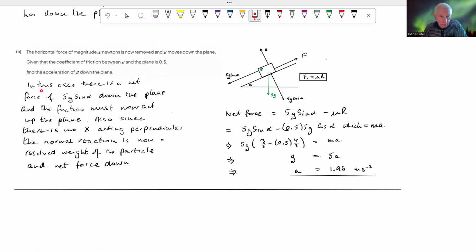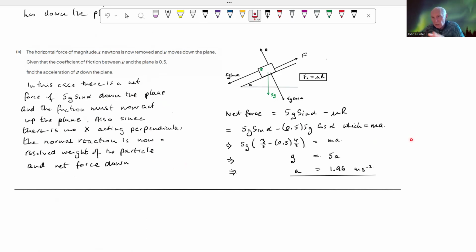All right, so I just explained all that I said before. There's a net force of 5g sine alpha down the plane, and the friction must now act up the plane. And the normal reaction is adjusted accordingly, right? So that's what that says. Okay, so there we go. So basically, that's two problems in one, really, isn't it? We've got two different scenarios, all for the price of one.